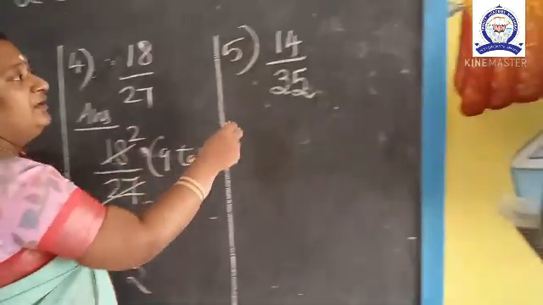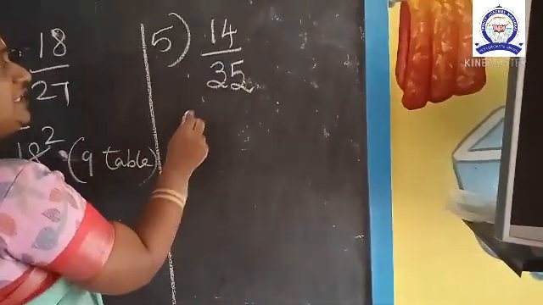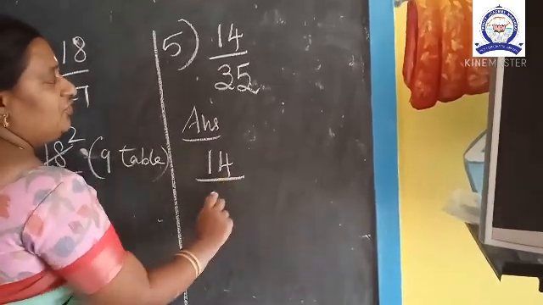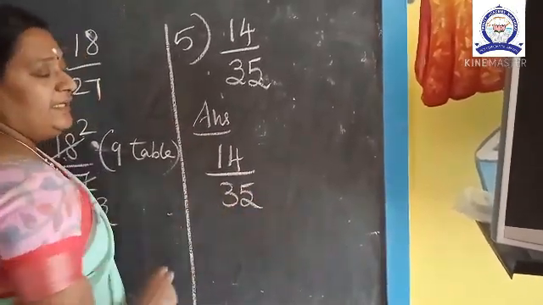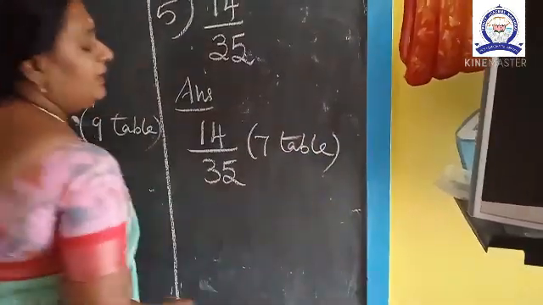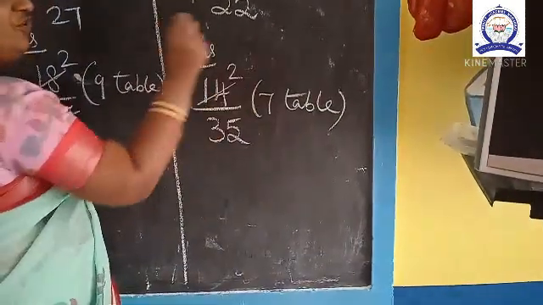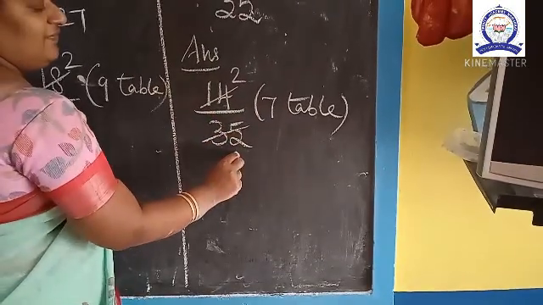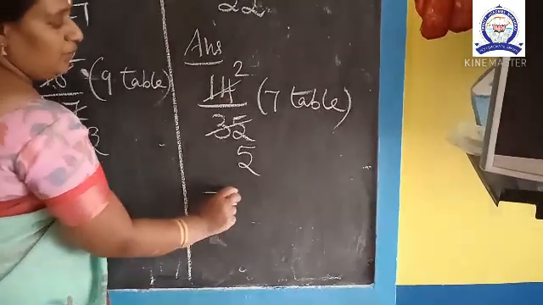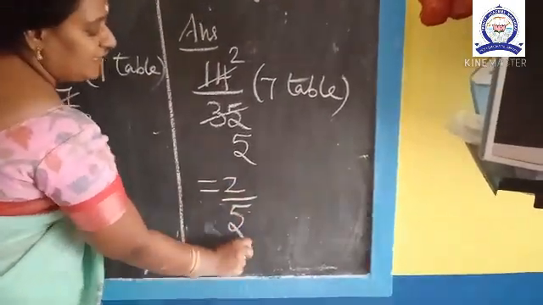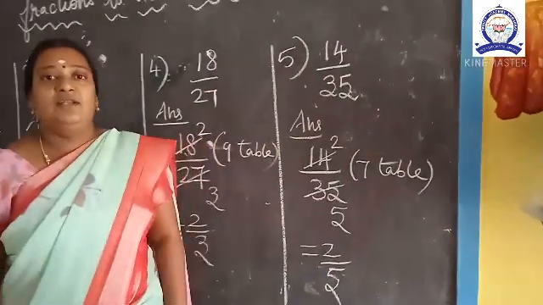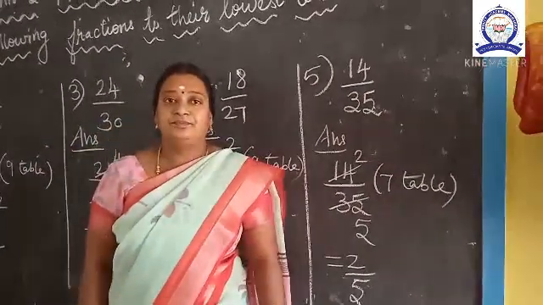Okay, now fifth question, 14 by 35. Answer, you write the given fraction 14 by 35. So this is the 7 table. So in the 7 table two numbers come. 7 2s are 14. 7 5s are 35. That is equal to 2 by 5 is the reduced form of 14 by 35. Okay children, let us see the another sum.